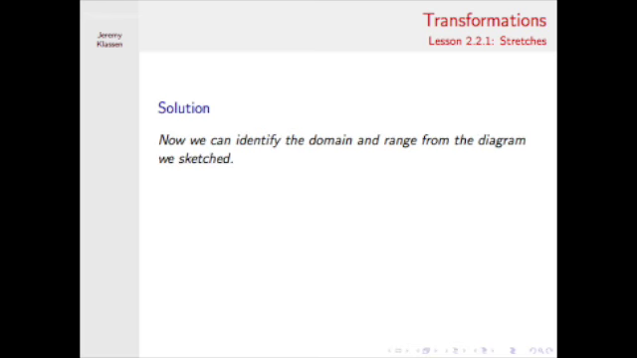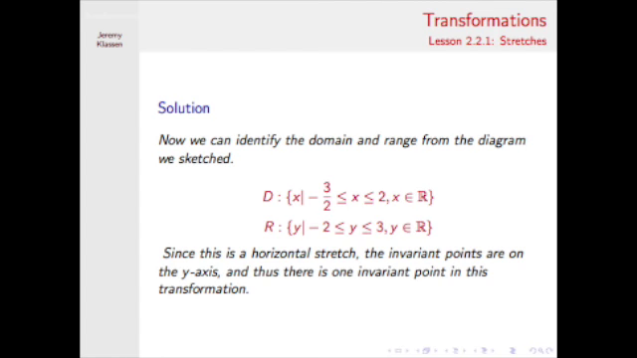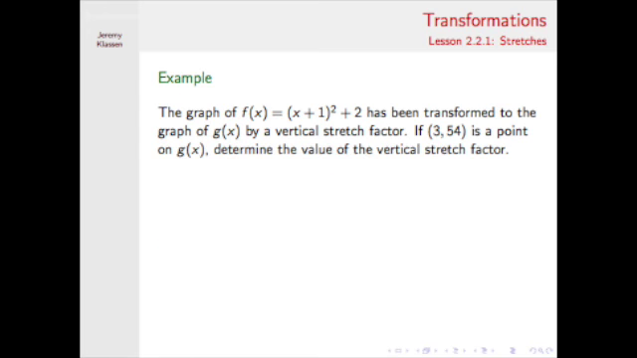And once again, we need to identify the domain and range from the diagram that we just sketched. And in this case, we can see that the domain goes from negative 3 halves out to 2 inclusive. And the range is the one that doesn't change. It's going to go from negative 2 to 3 inclusive. And since this is a horizontal stretch, the invariant points are going to be on the y-axis. And thus, you can see from the original and from the result that there is only one invariant point in this transformation.